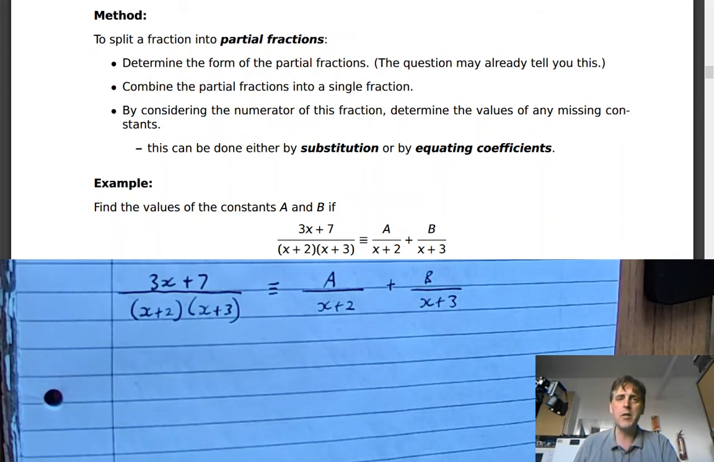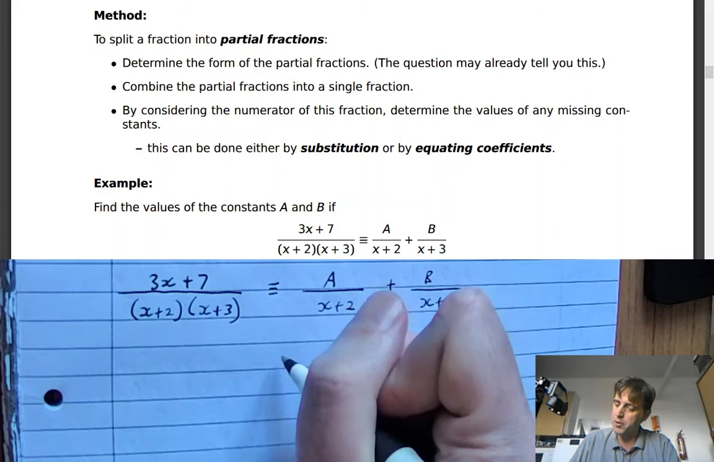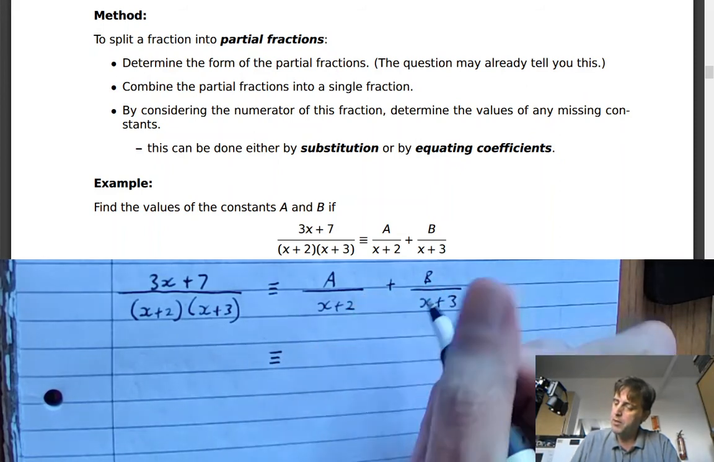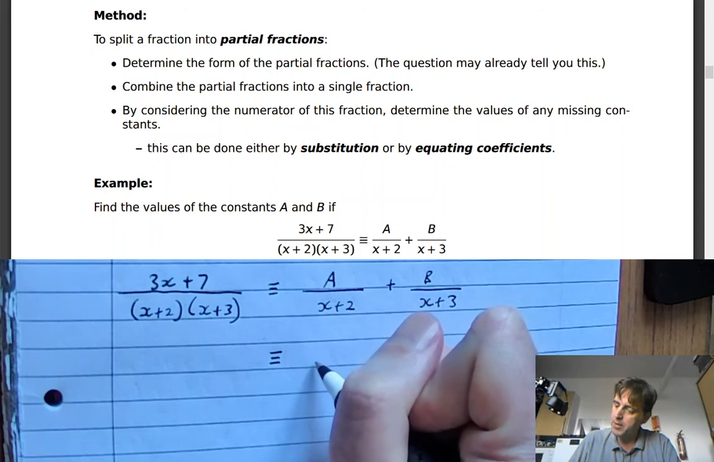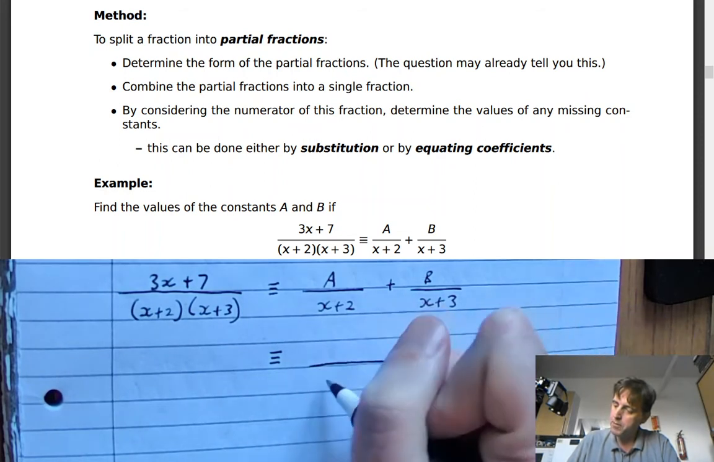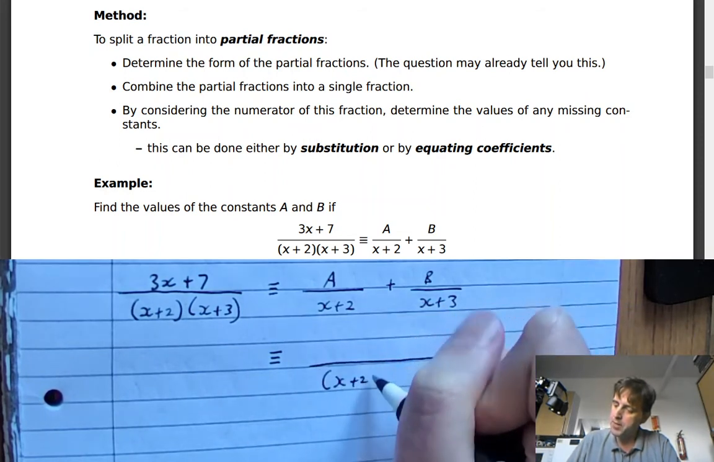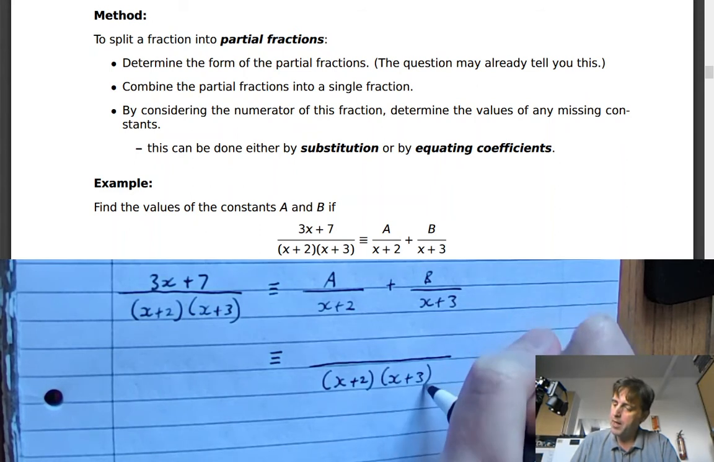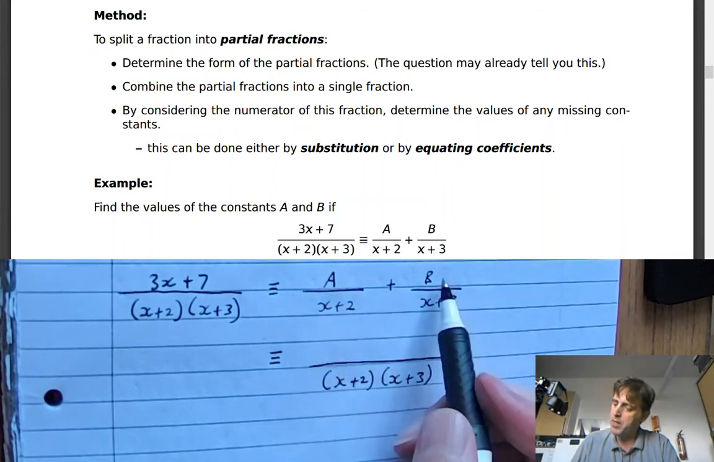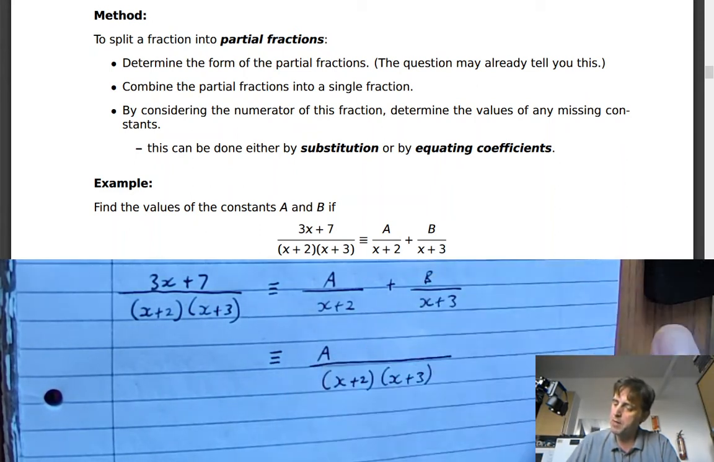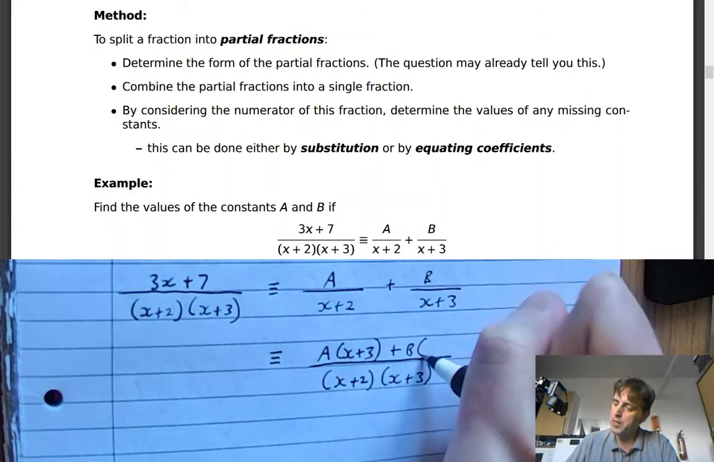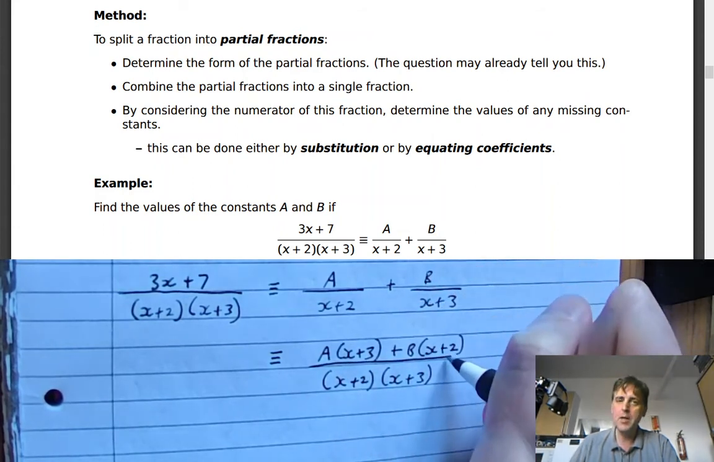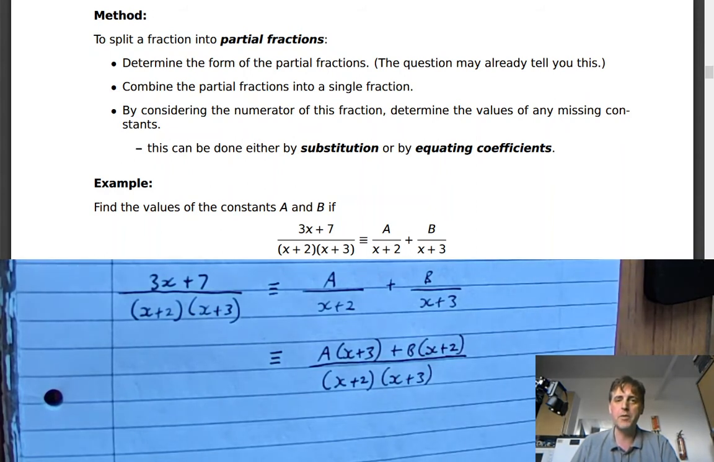Next, it says combine the partial fractions into a single fraction. Okay, so these are the partial fractions here. We're going to combine them into a single fraction, just like we did with the example that we looked at before. So the denominator here is going to be x plus 2 times x plus 3. Here we don't know the values of a and b, but we know that we're going to have to multiply a by x plus 3 and b by x plus 2 to get that common denominator. So there we've combined the partial fractions into a single fraction.